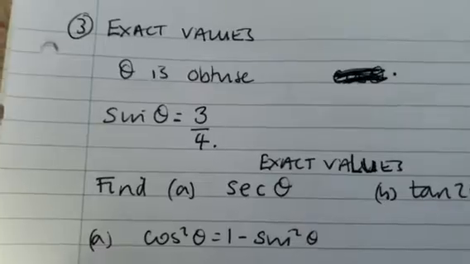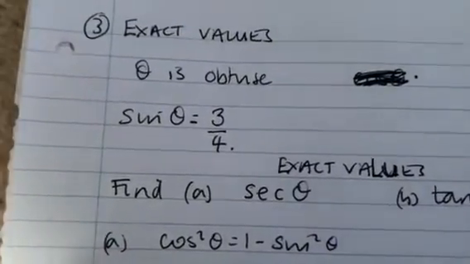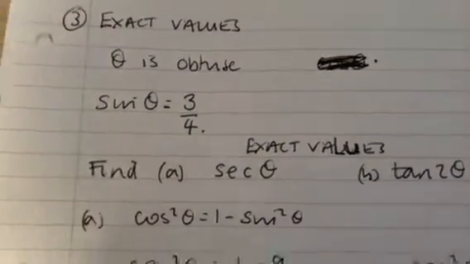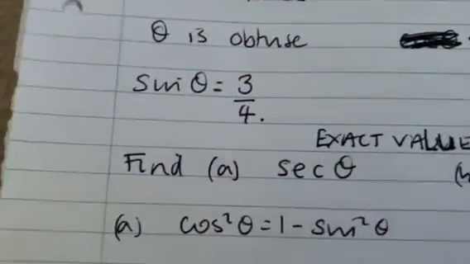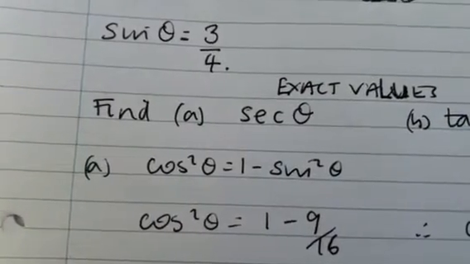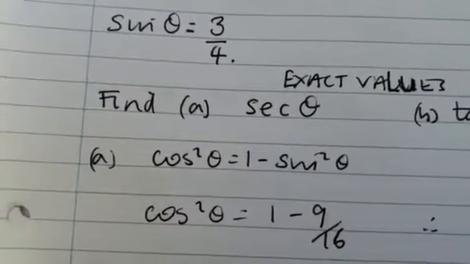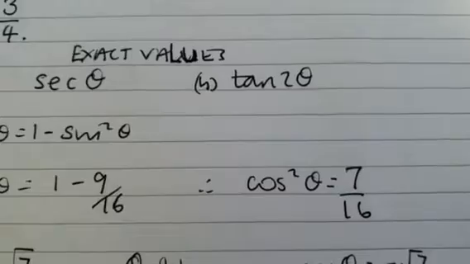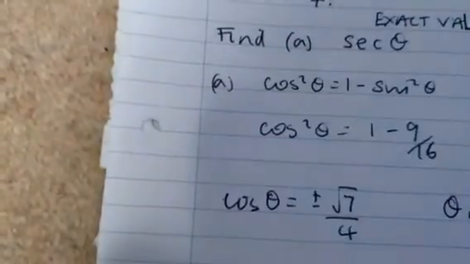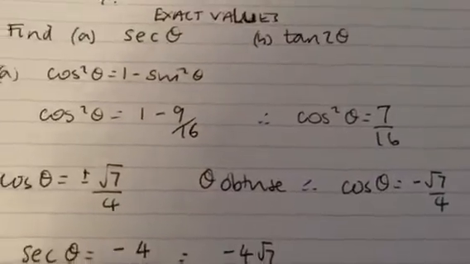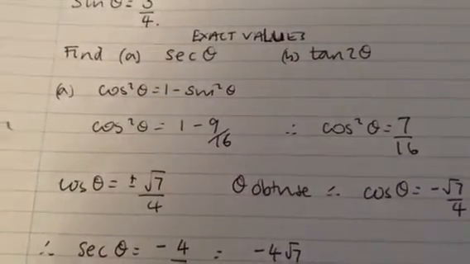So what it doesn't want you to do is inverse sine 3/4 and then find the cos of that angle, and in turn find the sec and tan 2 theta. I'm going to use identities. So I know that cos squared theta is 1 minus sine squared theta, so I substitute that in. I know that sine theta is 3/4, so sine theta all squared is 9/16. So cos squared theta is going to be 7/16. Therefore, cos theta is positive or negative square root of that. Because theta is obtuse, I know the cos of all obtuse angles is negative, so cos theta is minus √7/4.